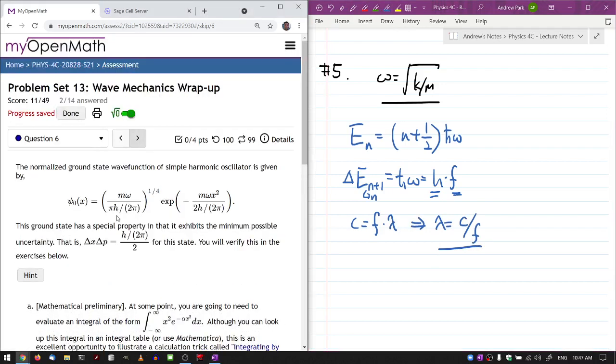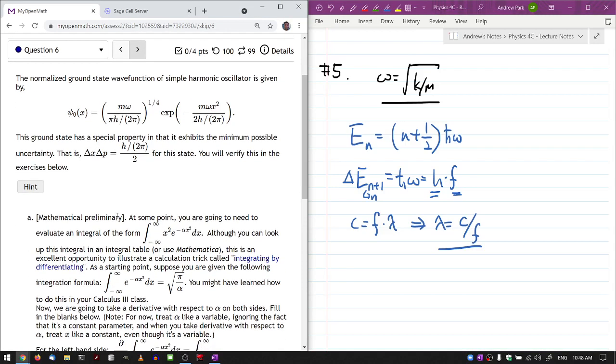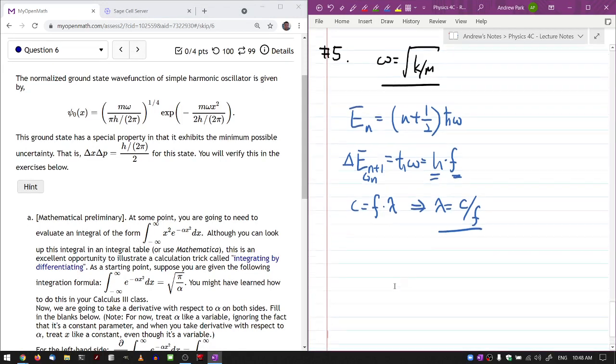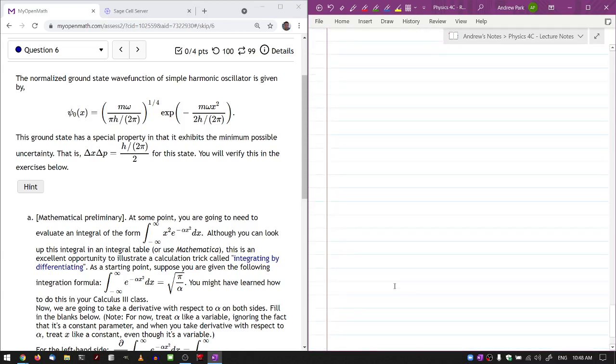Question 6. Oh yeah, this is a potentially long, tedious calculation, so I'll work through this here. It's written as a tutorial question, so it's giving you some guidance, help with a lot of its calculations. So let me work through that.